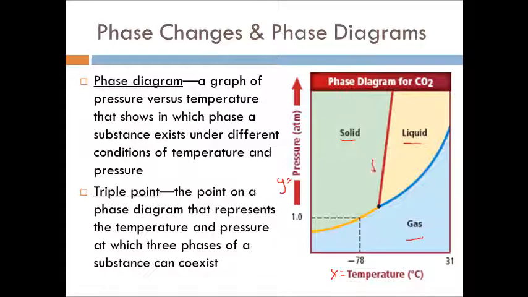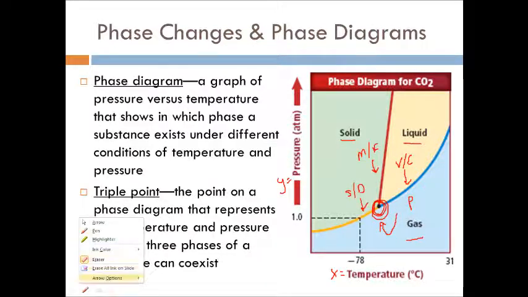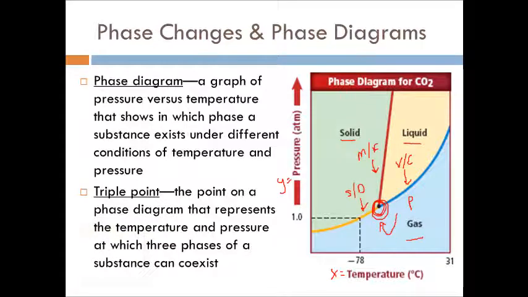The red line here is going to be your melting and freezing line. The blue line here is going to be your evaporation, whatever you want to call it, and condensation line. And the yellow line here is your sublimation and your deposition line. Right here in the center, where all three of them meet, that is your triple point. It's supposed to be a T there. All right. Again, so that's your triple point.